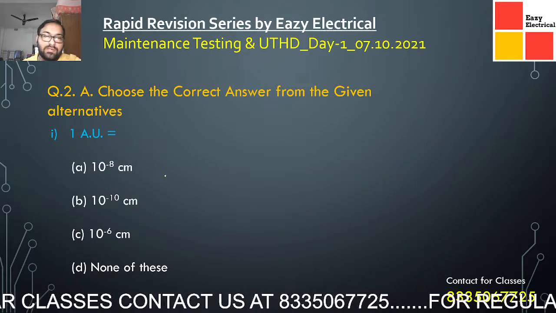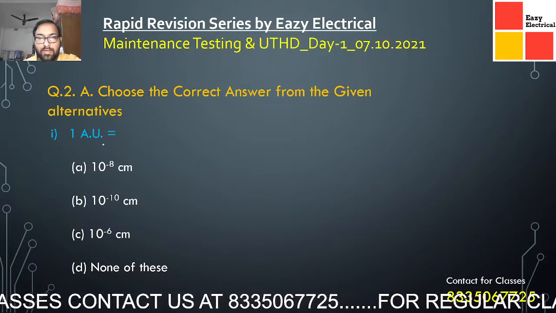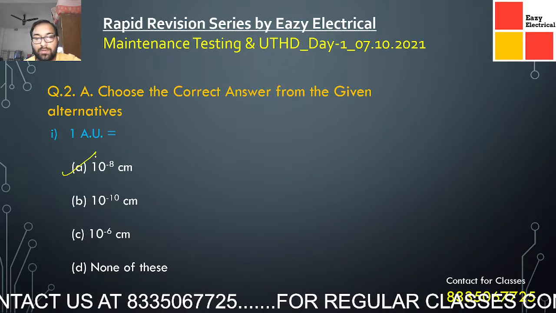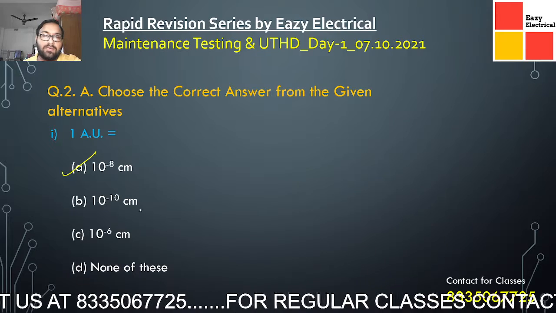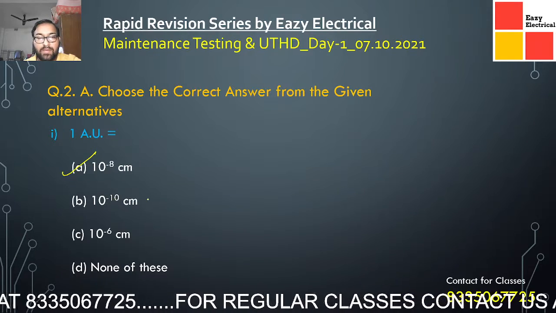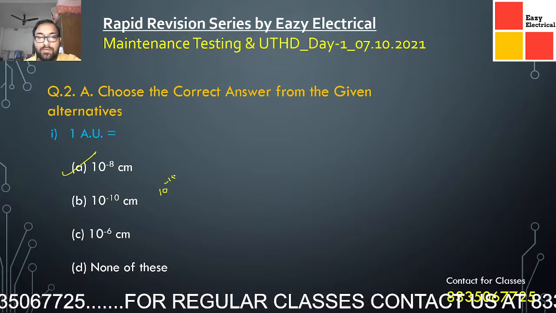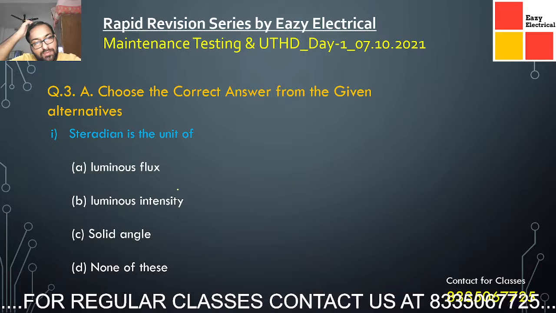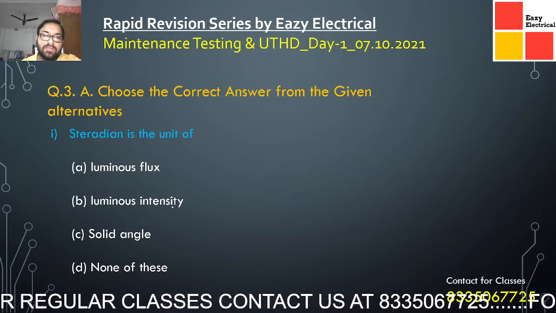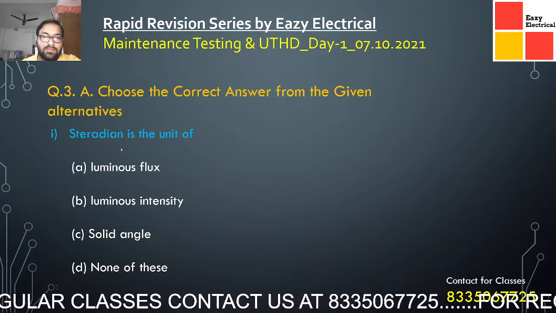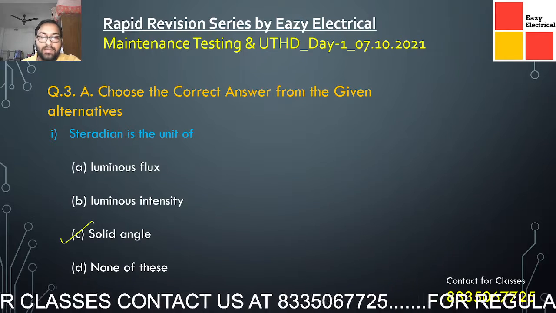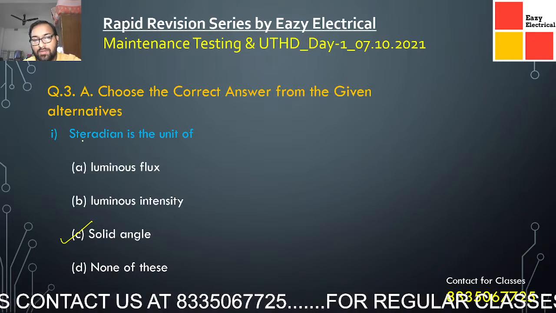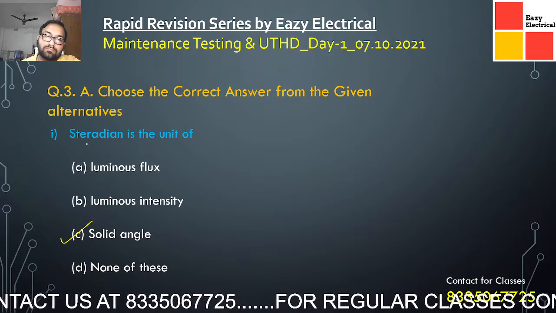Now the next question is, what is the unit of Armstrong? 1 Armstrong is 10 to the power minus 8 centimeter. Sometimes in the question they may give it as 10 to the power minus 10 meters. Both of them are the same, as you all know. The next question is, the steradian is the unit of what? Basically, steradian is the unit of solid angle. For the plane angle, we use radian as the unit, and for the solid angle, we use steradian.